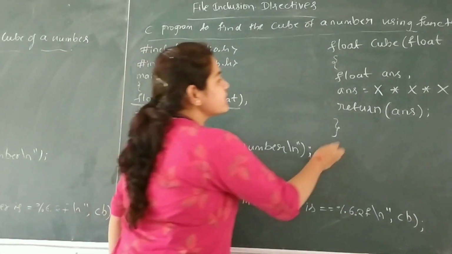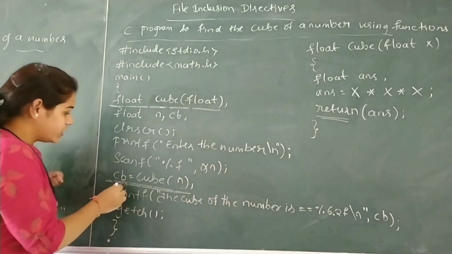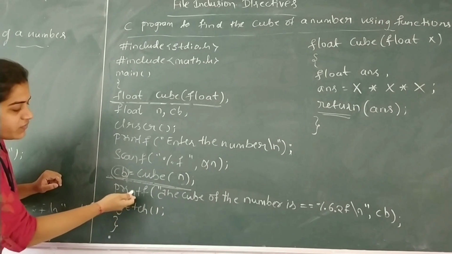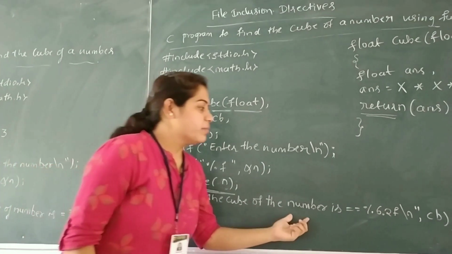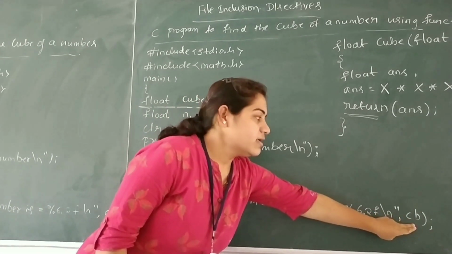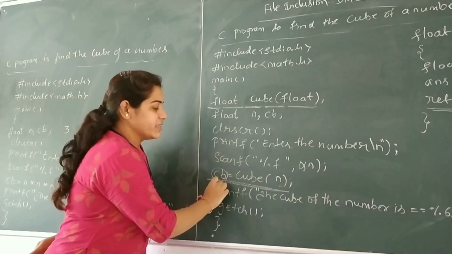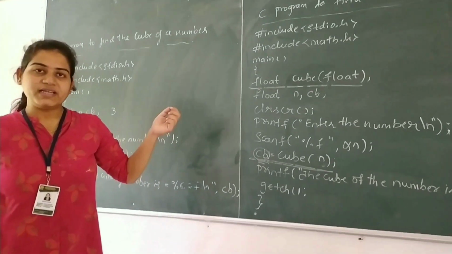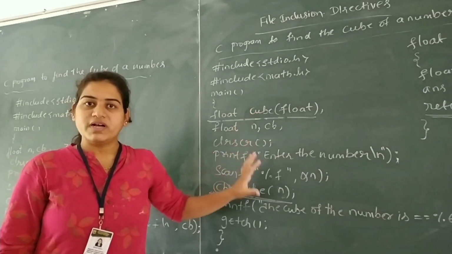So whenever this statement is executed, this answer will come and be stored in the variable CB here. After this, again we are printing the output. For printing the cube of the number, 6.5 is being stored, and the value will be CB, which is stored here. Okay, so this is the end of the program. This is how we find the cube of the given number normally and using functions.